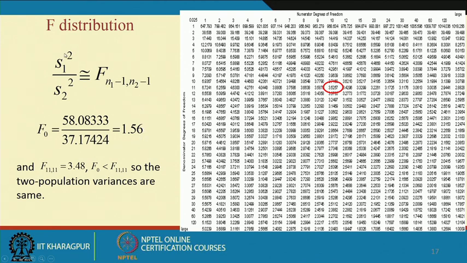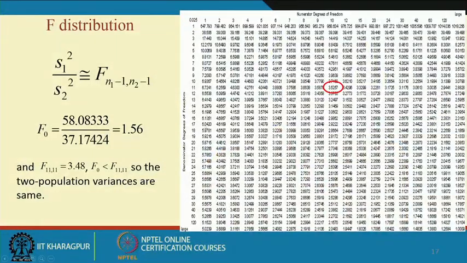From the sample you compute these two values, S1 square and S2 square. The ratio is 1.56. Now, from theory you see the theoretical value from the table, and then you compare the two values. If the computed value is less than the tabulated value, you accept that the variances are not different, they are the same. Okay. Now, how do we look at this F distribution?